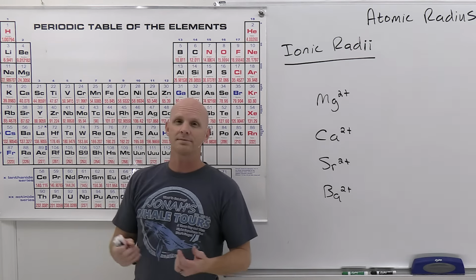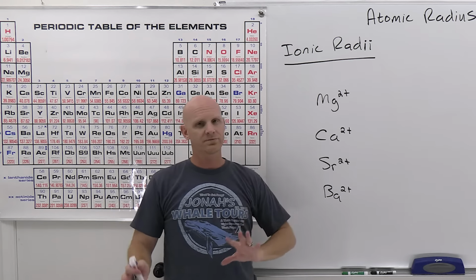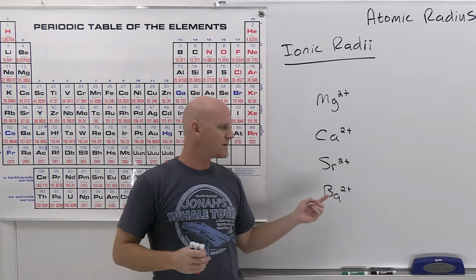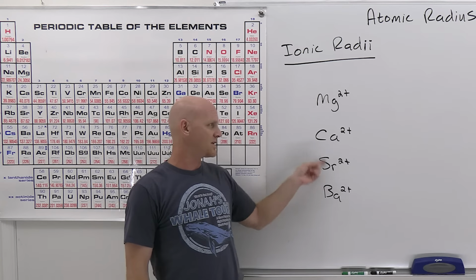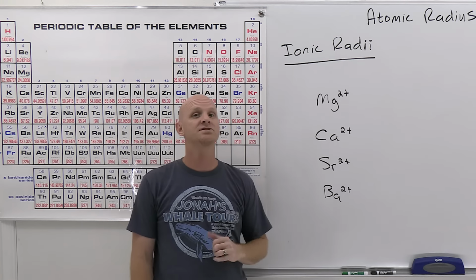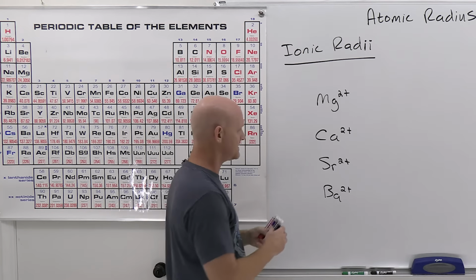Well, that was if they're neutral atoms. But even if they're all +2, well, they're all smaller than their corresponding neutral atoms, but barium 2+ is still going to be the largest out of the four if they all have the same charge. However, what if we did this?